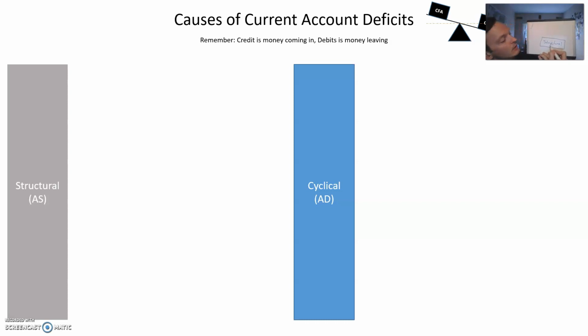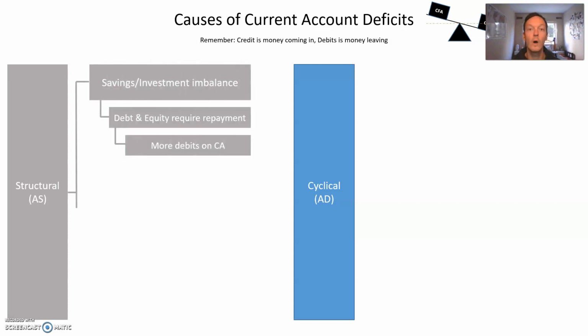And that is really closely linked with the aggregate supply side of the economy, the way that the supply side of our economy is structured. Okay, so what are some of those ways? Well, let's have a look into a couple of them. So one reason why we have more money leaving the country than coming in on the current account is, well, we've got what's called a savings investment imbalance.